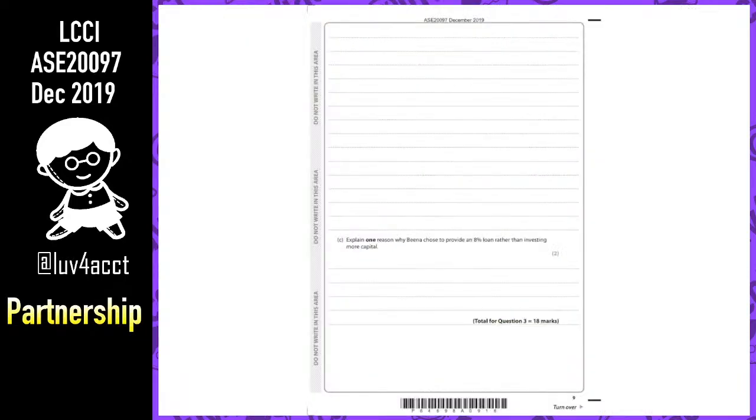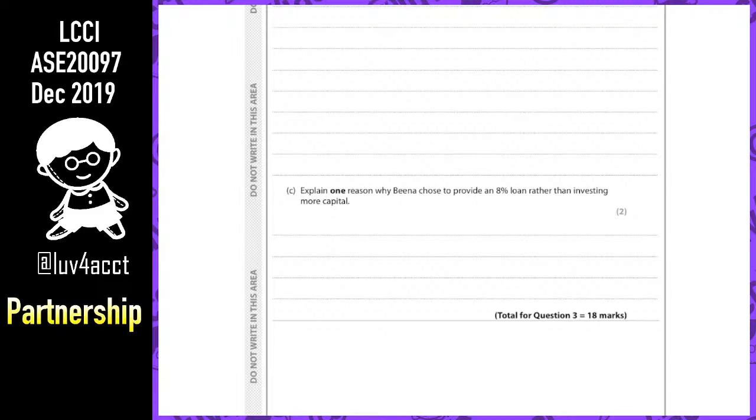Okay, so next one, 2 marks. Explain one reason why Bina chooses to provide an 8% loan rather than investing more capital. So first of all, for me, capital gives you 5% interest on capital, and for the loan it is 8%. Okay, this is one reason.